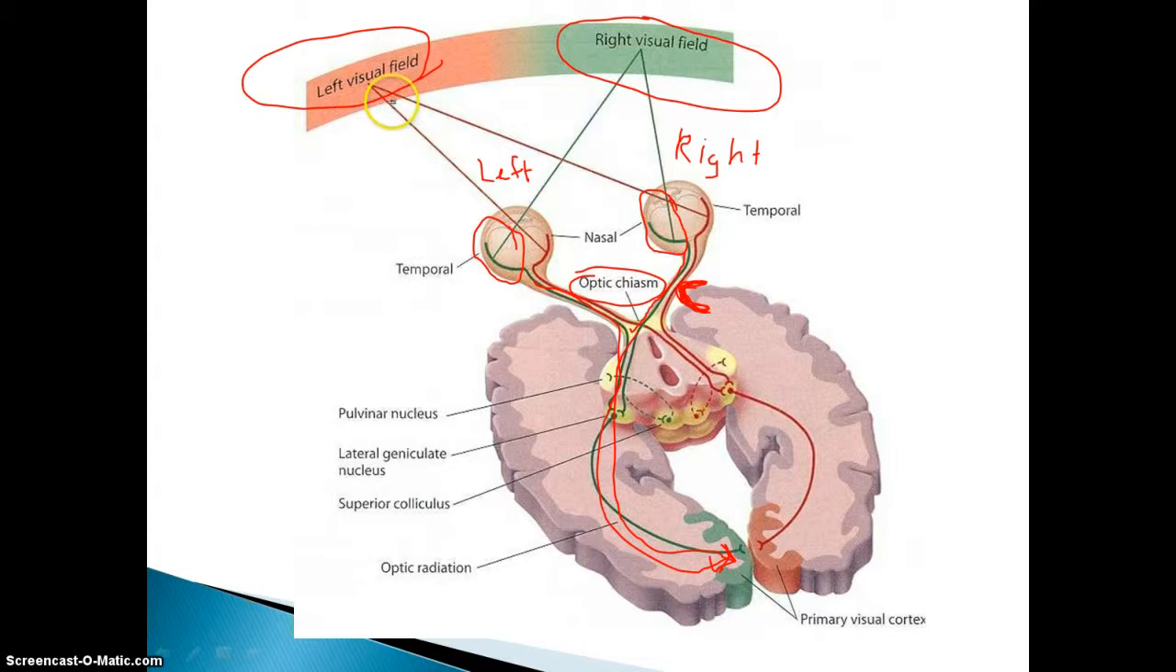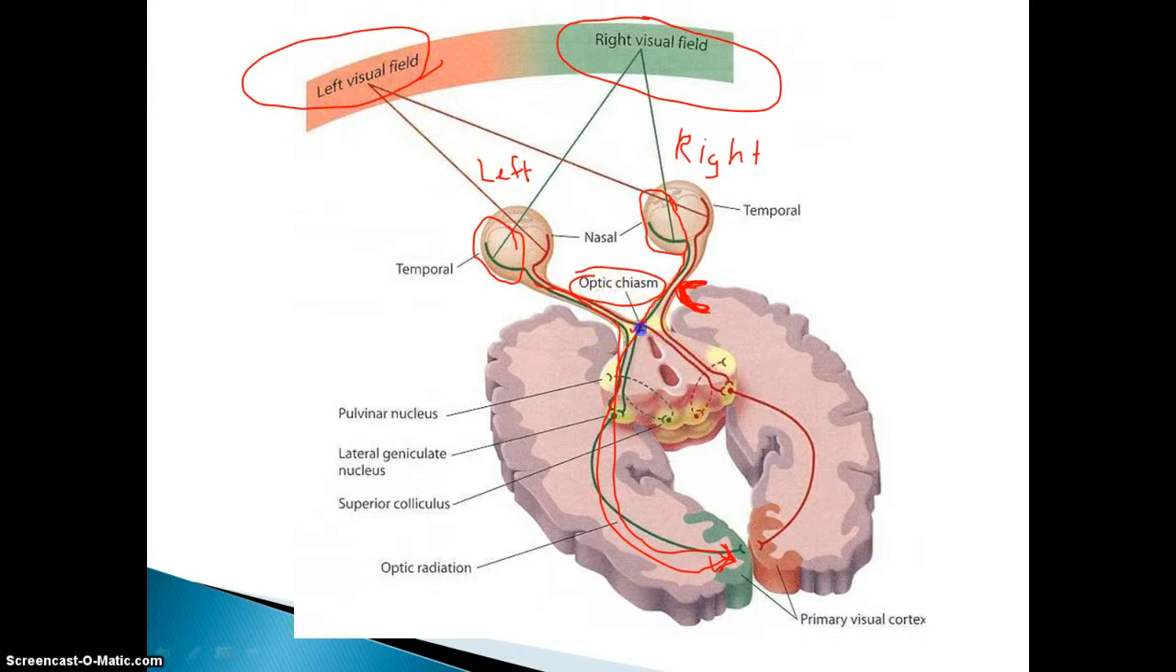Confusing? Sort of. Definitely confusing. Just remember that everything is opposite of what you may think. So if you have a tumor pressing up on the temporal side of your right eye, you're going to actually lose vision on the left side of your body. That is a little bit confusing.